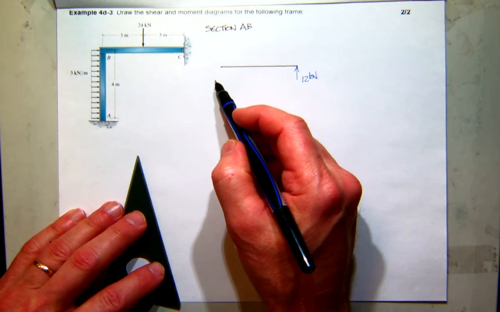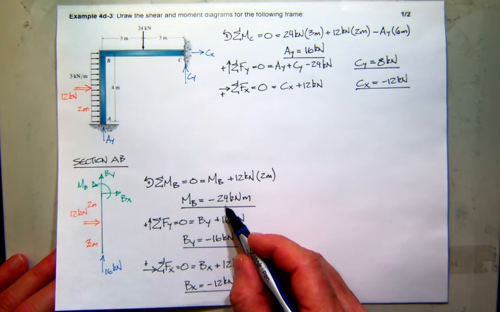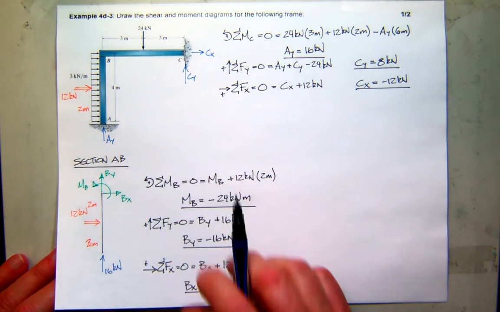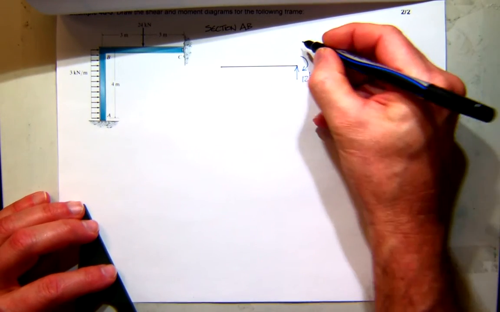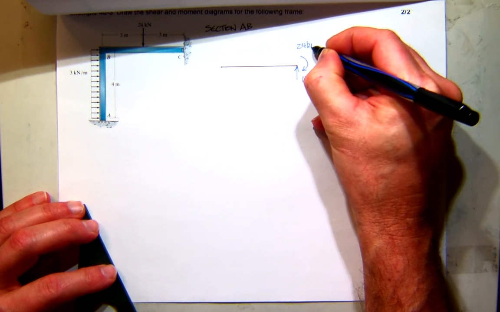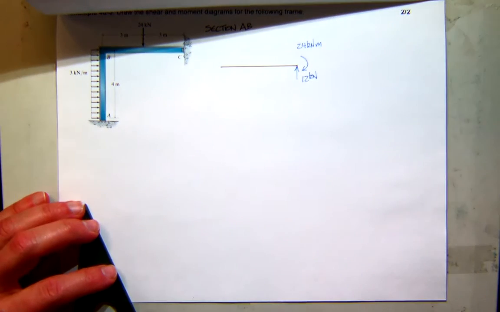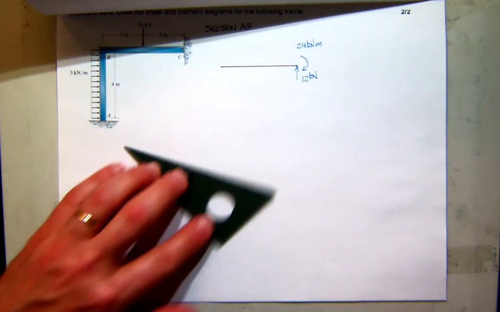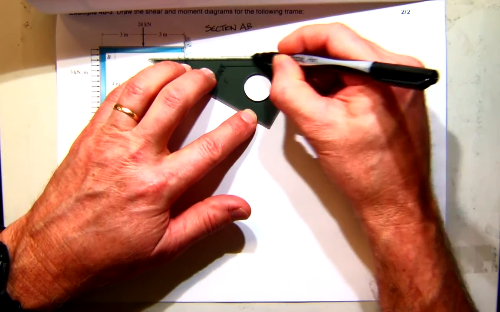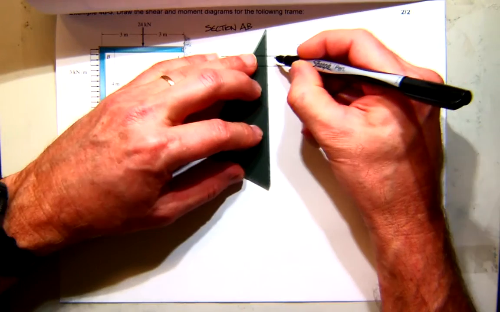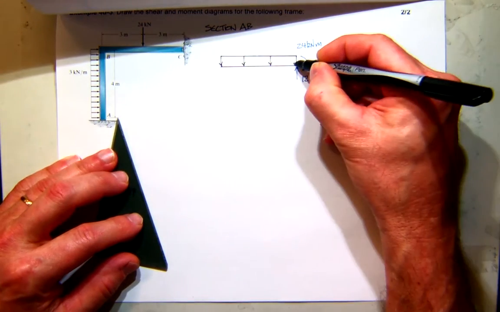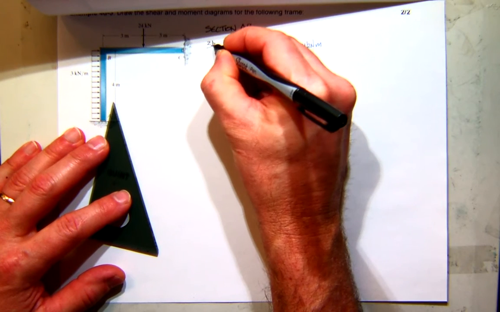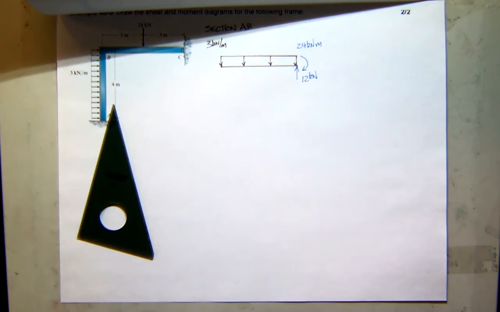Is there a moment at A? No. But there was a moment at B. What was it? We got negative 24. So I assumed it was to the right here. So it's going to be not to the right. It's going to be this way. And don't forget that I had an applied force along the edge, and that had a value of 3 kilonewtons per meter. So there's the loading on the section from A to B.